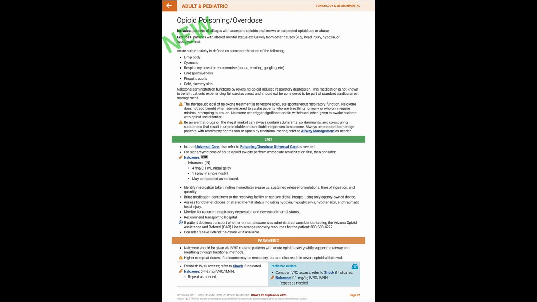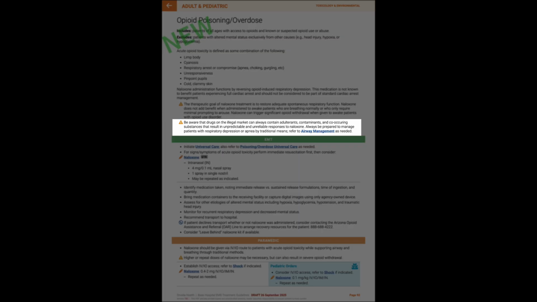This page also adds an important safety note. With fentanyl and other synthetic opioids increasingly found in the illicit drug supply, patients may not respond predictably to naloxone, or they may have co-exposures to other substances. That's why the guideline emphasizes traditional airway management and respiratory support while you wait for naloxone to take effect, or in case you don't get the improvement you expect.